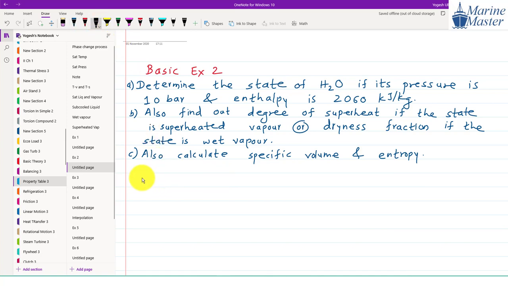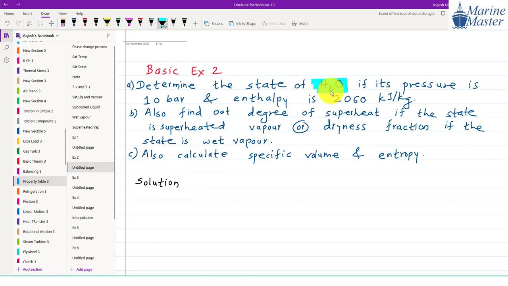Now, what this question wants to say, we are going to understand. See, here we have H2O, guys. H2O in liquid form, we call it water. H2O in vapor form, we call it steam.